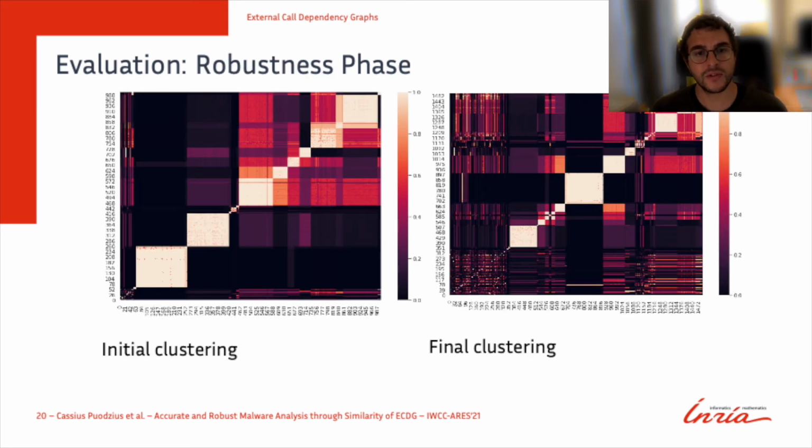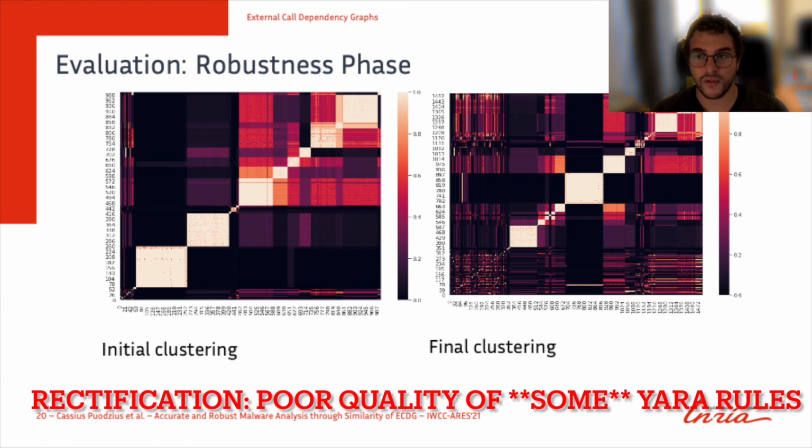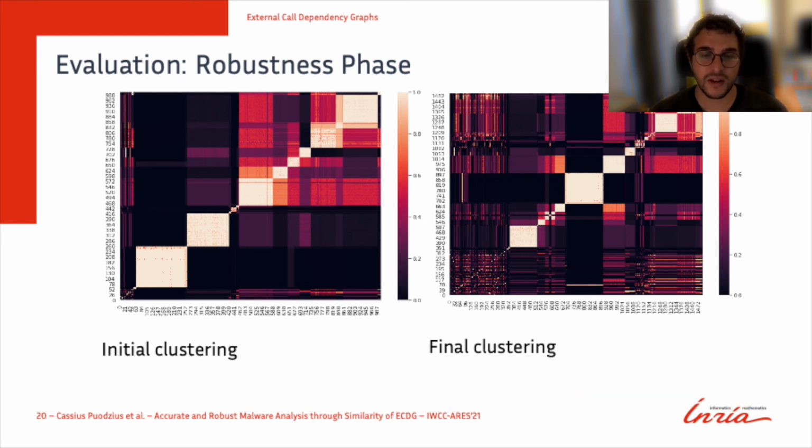Here we can see the results of the robustness phase. The initial clustering contains only class 2 files, and we see that different from the accuracy phase, the families are not necessarily very distinguished from one another. One of the reasons relates to the poor quality of IRIA rules. For instance, we found a rule for the emotet family whose description was a pruned aggregate of all emotet related strings extracted from ClamAV on a certain date.